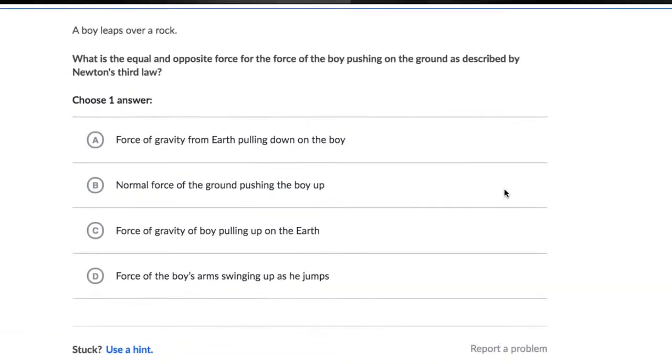What are equivalent? A boy leaps over a rock. What is the equal and opposite force of the boy pushing on the ground, described by Newton's third law? Leaps over rock. Last question. Comment it. Comment it fast.